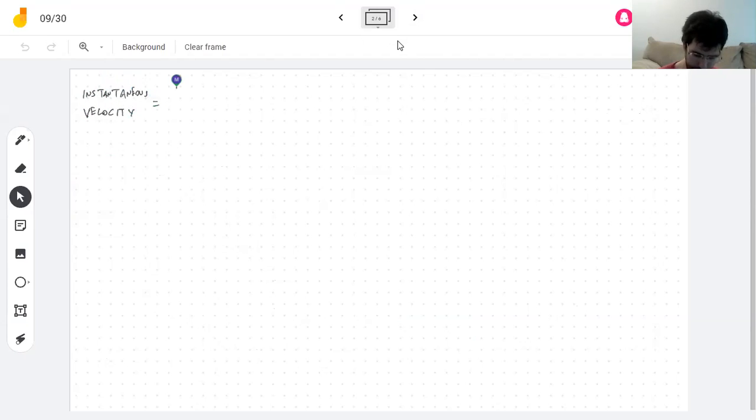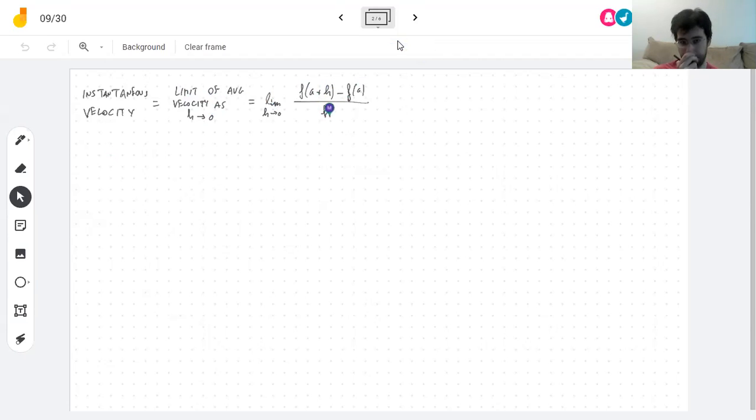Instantaneous velocity is the limit of the average velocity as the time interval gets very small. So that's the limit, as the time interval gets small, of the formula I just wrote for the average velocity. So, the exact same answer we gave yesterday, except the problem is completely different.